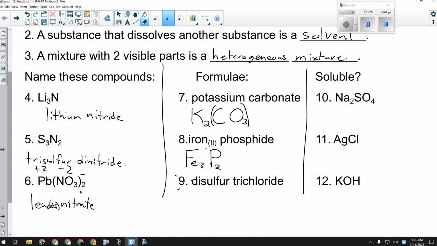Number 9, disulfur trichloride, ionic or molecular? Molecular, full of prefixes. Okay, how many sulfurs do I have? 2. Okay, how many chlorines? 3. Okay, we're done. All right, then our solubility charts. We've got to figure out whether these are soluble or not.